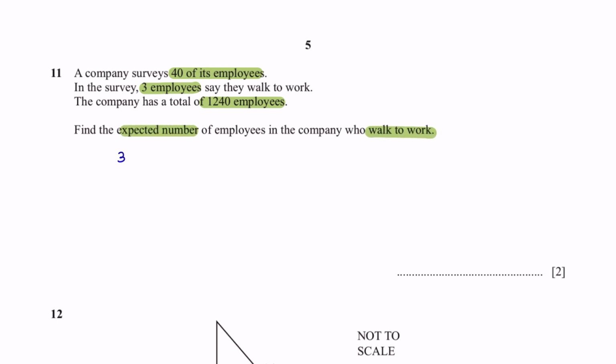Alright, so if 3 out of 40 employees walk to work, then we are required to find how many employees out of 1,240 employees walk to work. So we can solve this easily using the theory of ratio. The ratio of 40 to become 1,240 is by multiplying 31. So we are going to do the same for the numerator, and that will give us 93. So 93 of the employees walk to work.